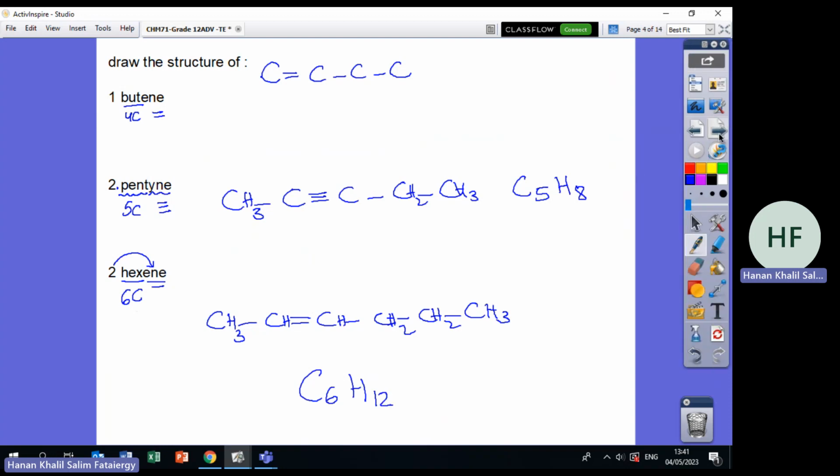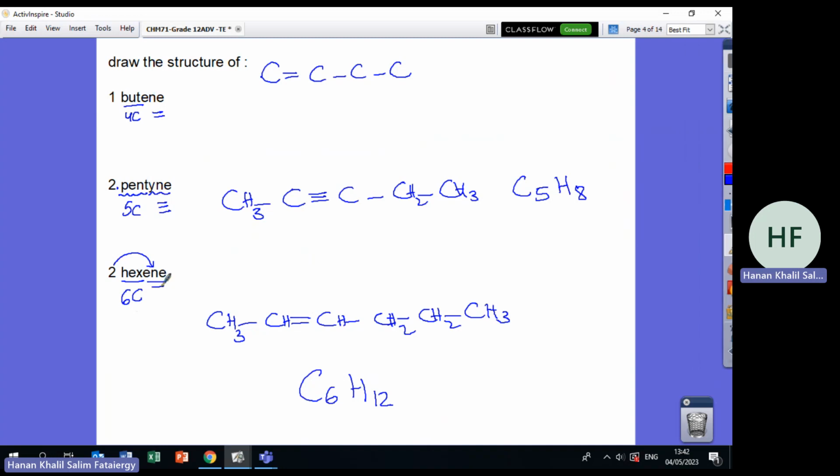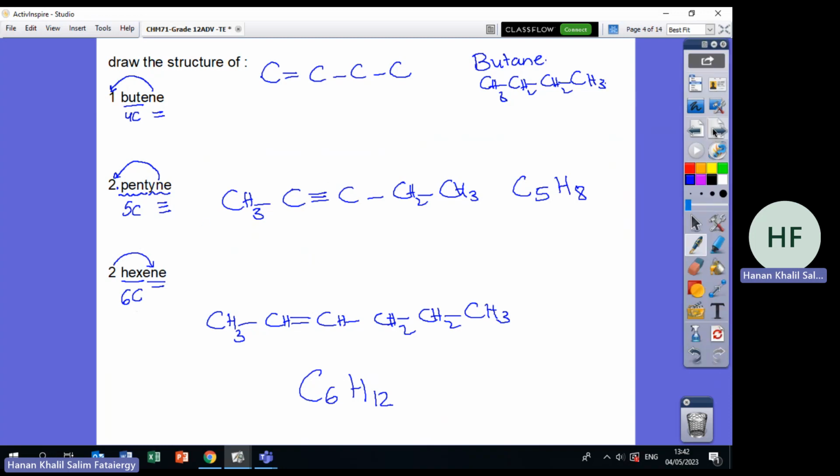So the first thing I want you to understand is that you have to specify the location of the double bond or the location of the triple bond. When we say butane, I can say simply butane, because butane has no double bonds, so I don't have to write a number. All the bonds are single: CH3, CH2, CH2, CH3. But when I say pentyne, I have to tell where my triple bond is. It is at carbon number 2. Where is my double bond? At carbon number 1. Where is my double bond? Again at carbon number 2. So whether it is double or triple, you have to put a number to tell the location.